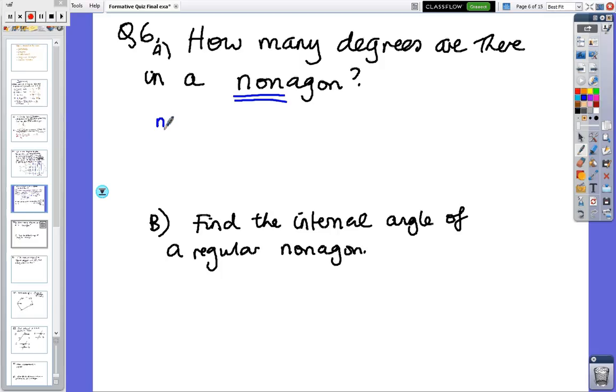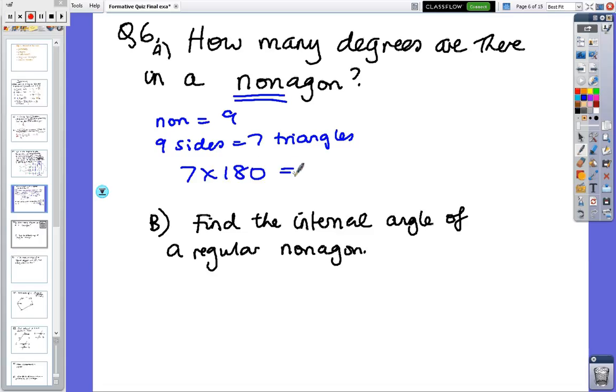So nonagons equals 9, and so 9 sides equals 7 triangles. We subtract 2, and then 7 times 180. Now I haven't got my calculator. 7 8s are 56, carry 5, 7 1s, so it's 1260 degrees. Okay, if I made a mistake, it's because I didn't have a calculator with me.